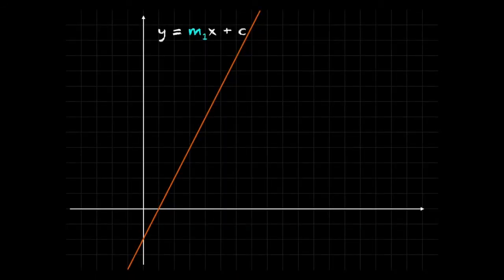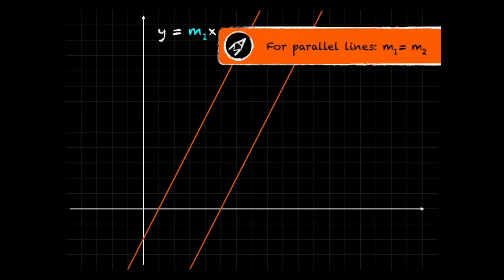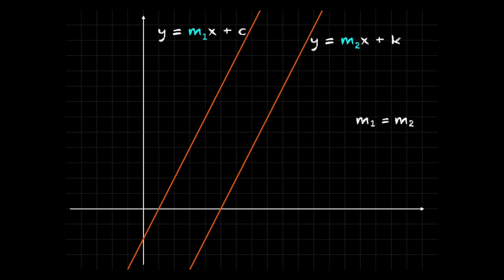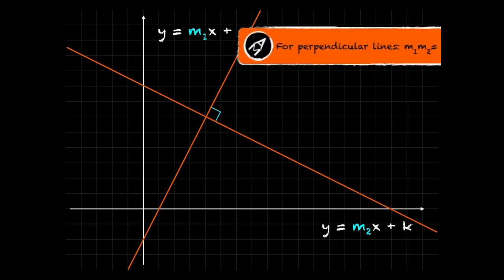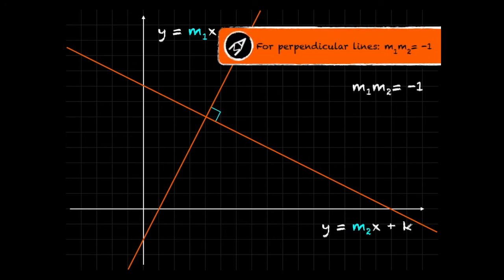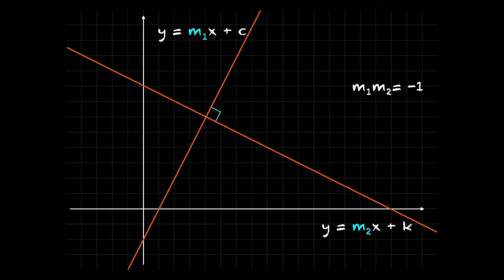A couple more things about straight lines. 2 parallel lines have the same gradient, and so m1 equals m2 for parallel lines. And for perpendicular lines, m1 times m2 is equal to minus 1. Or in other words, each gradient is the negative reciprocal of the other gradient.